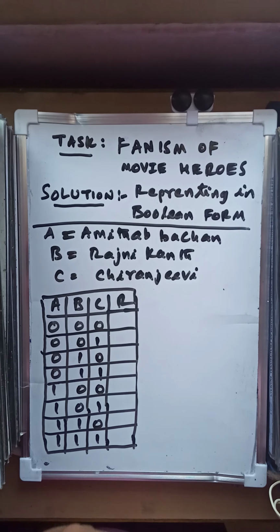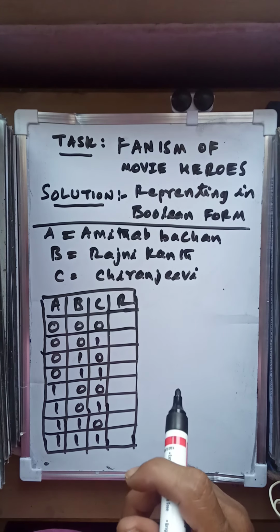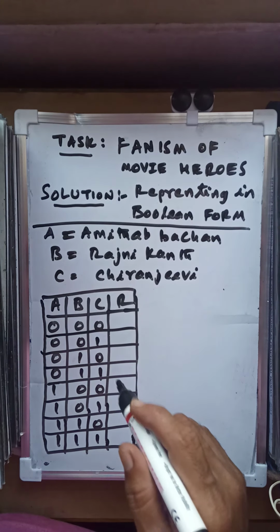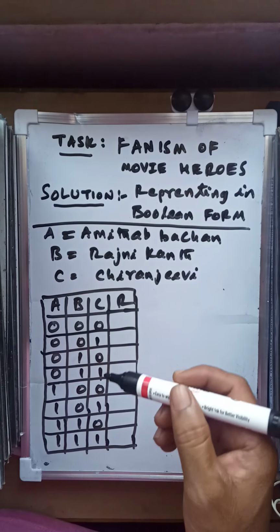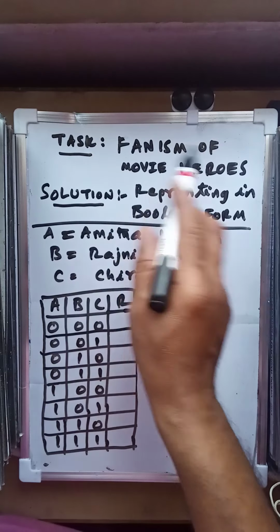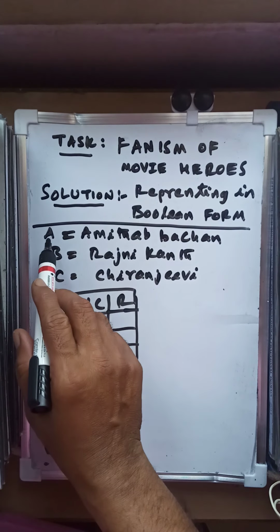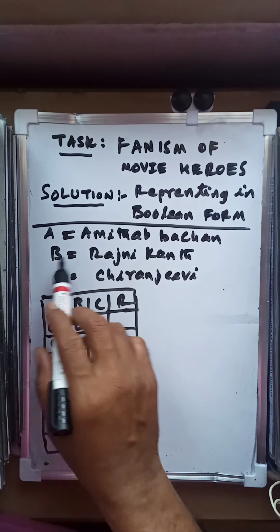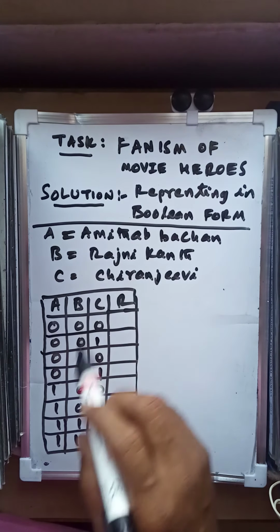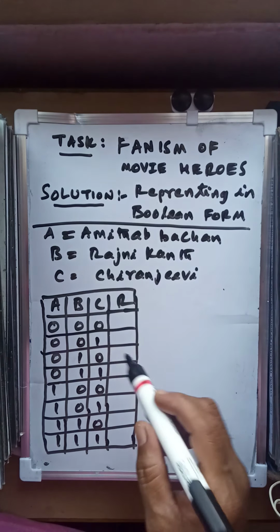So this is one example of how to implement the Boolean algebra functions. In this, I am going to explain one case study, the fanism of movie heroes, and represent the solution in Boolean form. Here, let us say A is Amitabh Bachchan, that means an Amitabh Bachchan fan, B is Rajnikanth and C is Chiranjeevi. I covered all three: Hollywood, Kollywood and Bollywood.